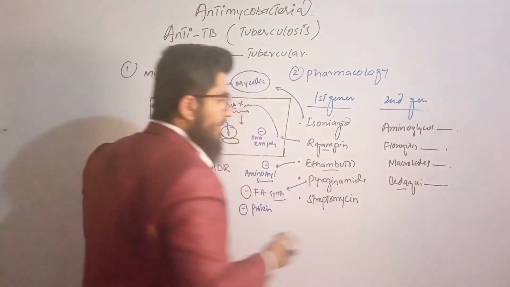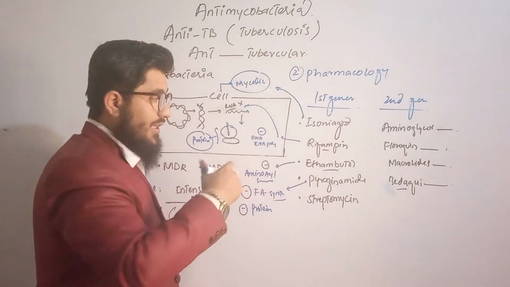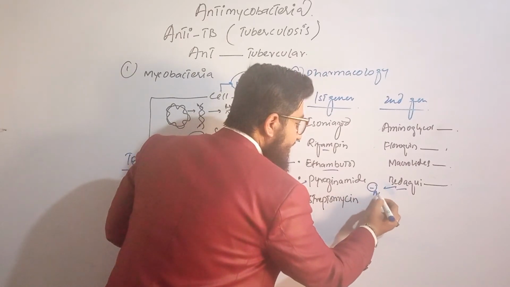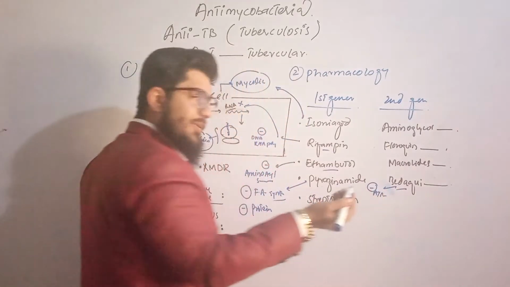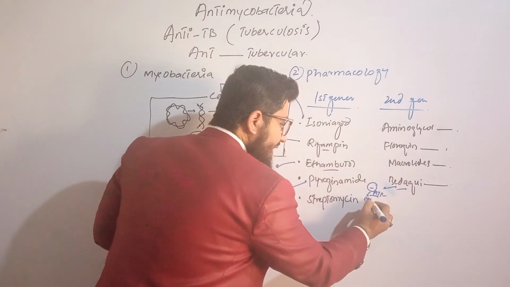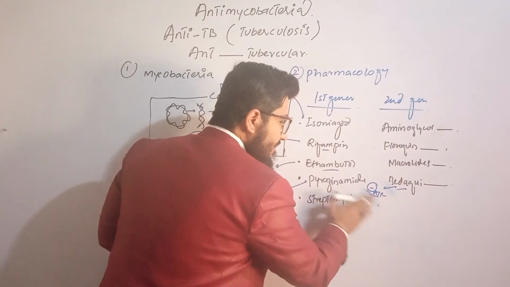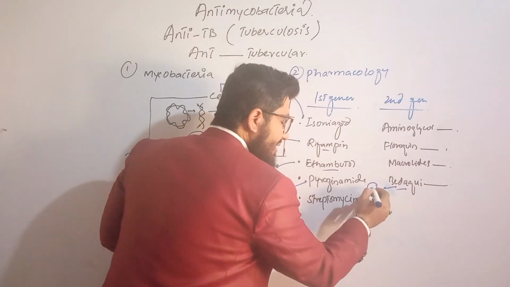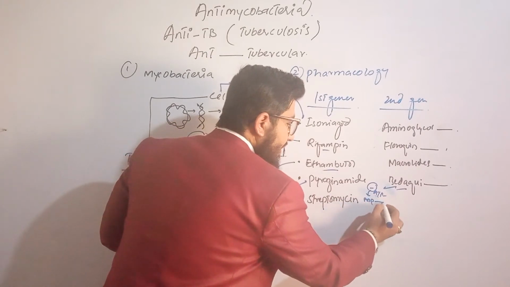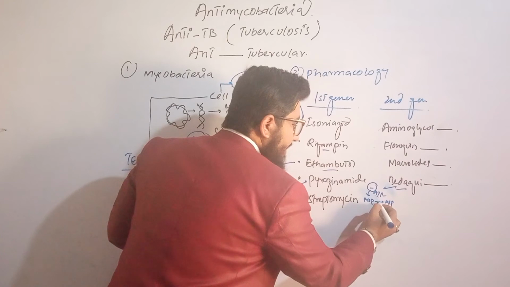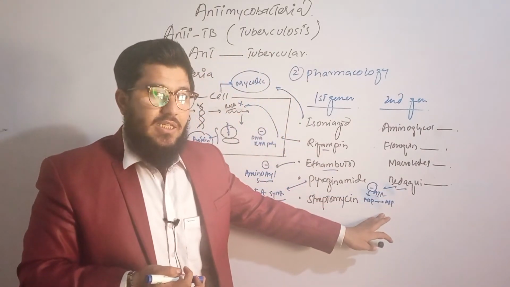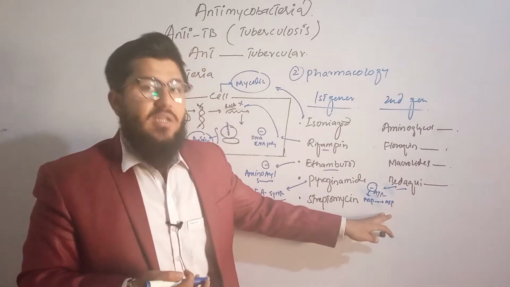Then we have bedaquiline. And this one has another interesting mechanism: it inhibits another enzyme named ATP synthase. You know that ATP synthase is responsible for synthesizing ATP. It synthesizes ATP by using ADP, converting ADP into ATP by means of the enzyme ATP synthase. So bedaquiline will inhibit that ATP synthase enzyme. Then there won't be any ATP available.